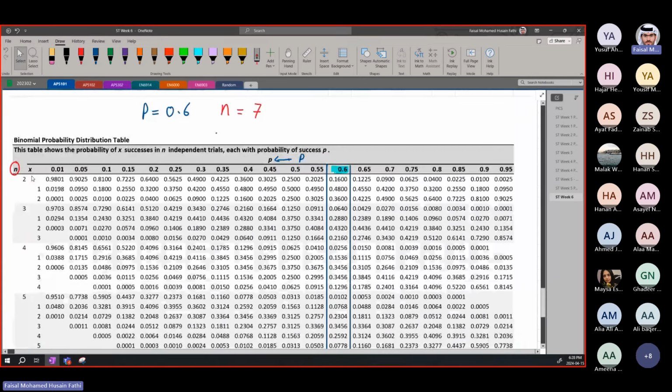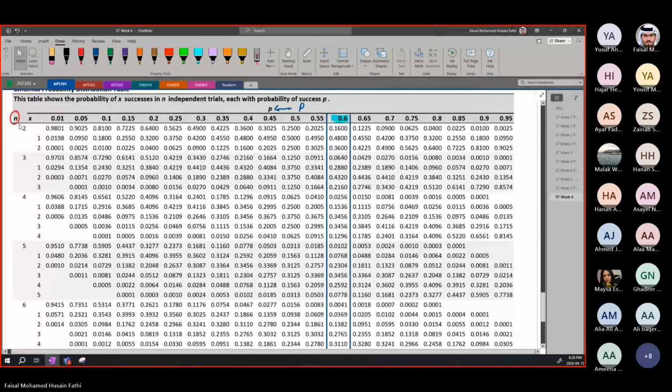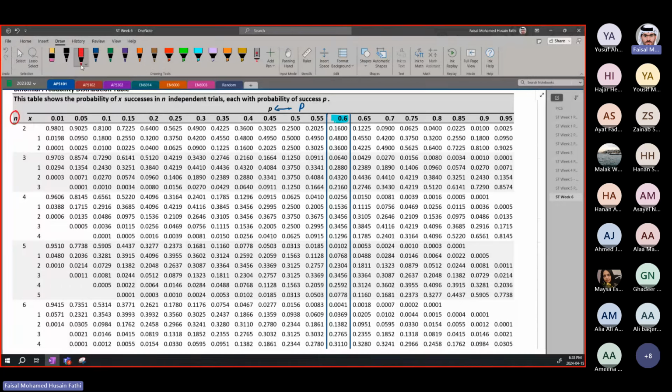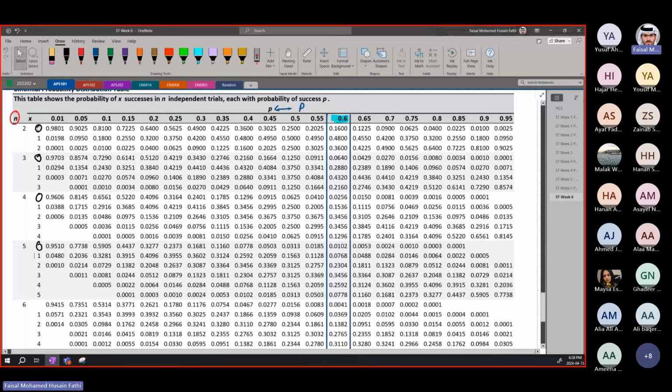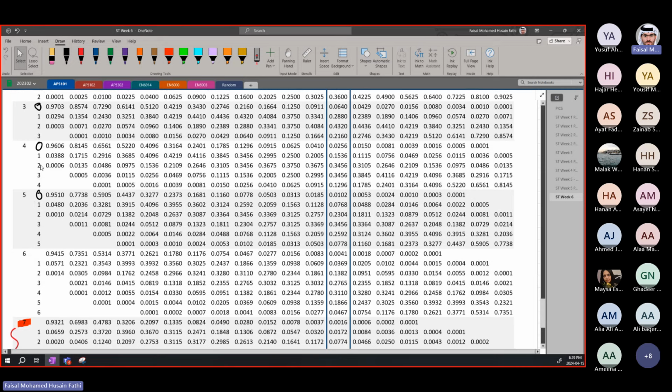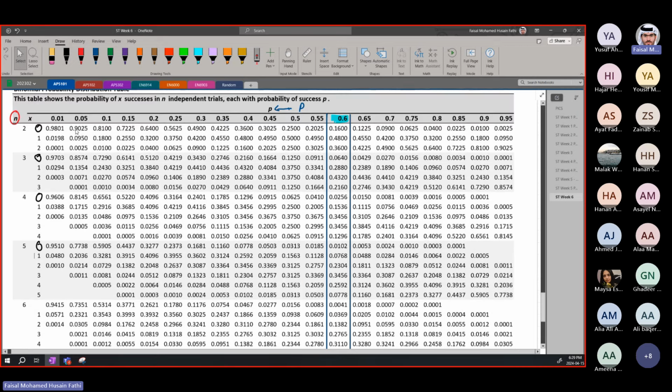Again, if you notice here, when you have an n, you have your x value. When n is 2, your x value can be 0, 1, and 2. If you notice the very first row, there's nothing. This is 0, it is basically a 0. So you have 0, 1, 2. When n is equal to 3, you're going to have from 0 to 3. When n is equal to 4, from 0 to 4. When n is equal to 5, 0 to 5. These are the values you have for x.